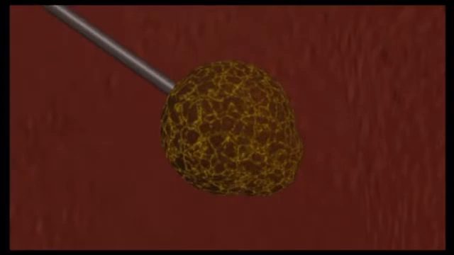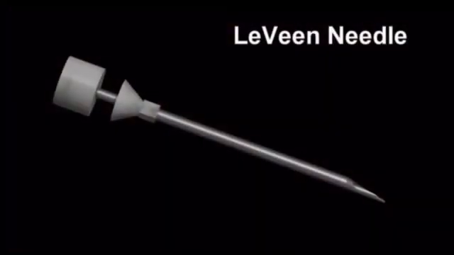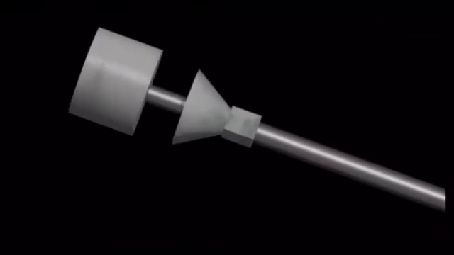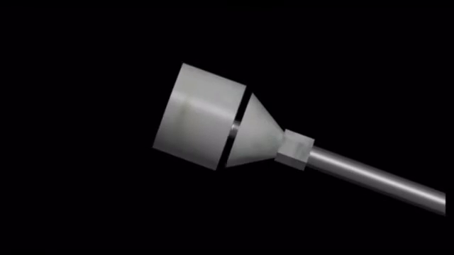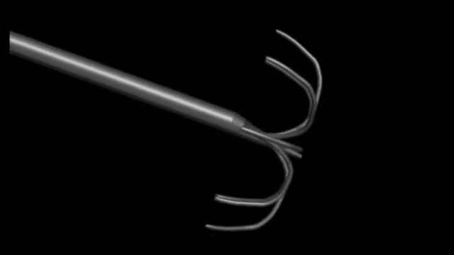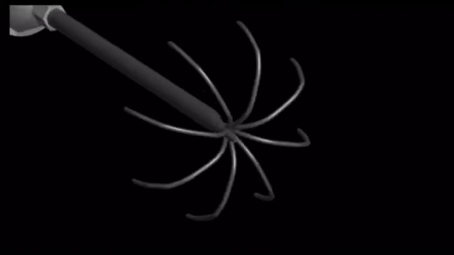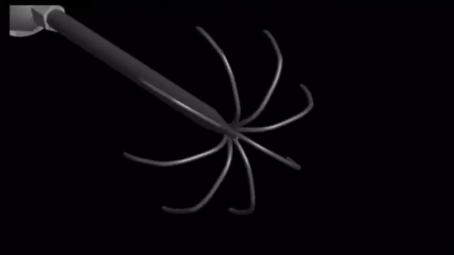CT is used to guide a needle through the tumor shown. The prototype needle is called the Levine needle. One side is a plunger and it pushes out this array of needles that come out and curve around the tumor. It is a way to distribute the radiofrequency energy around the tumor itself.